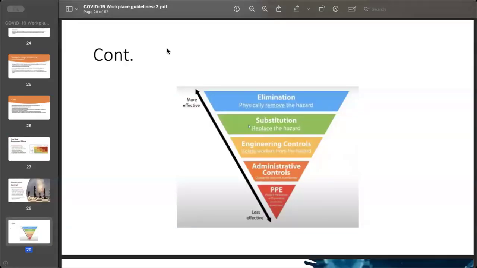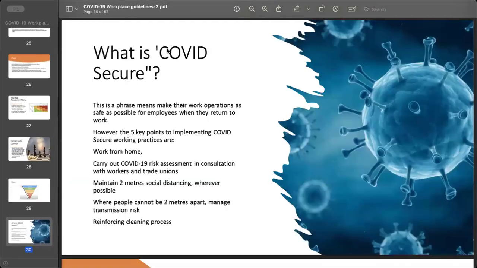This is a chart of the hierarchy of control. First, we have elimination, then substitution, then engineering controls, administrative controls, and PPE. The most effective is elimination. What is COVID secure?